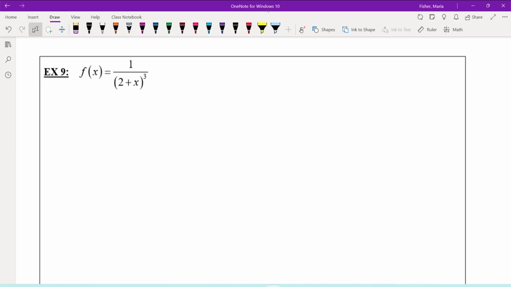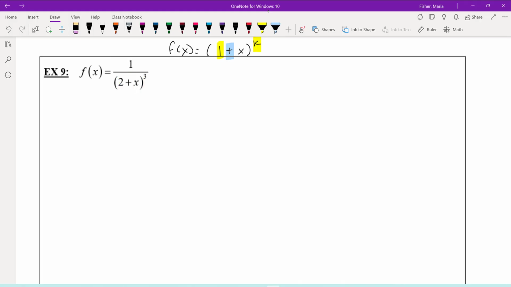Let's look at example 9. Example 9 is f of x equals 1 over 2 plus x cubed. Recall, the binomial series was f of x equals 1 plus x to the k. So first, I don't have a 1. I have a 2, so that's a problem. It's not in the numerator, it's in the denominator. That's a second problem. The only thing I have that I didn't have last time was the plus sign, so I have at least something. But I need that to be a 1.